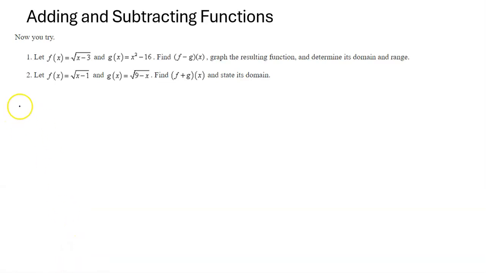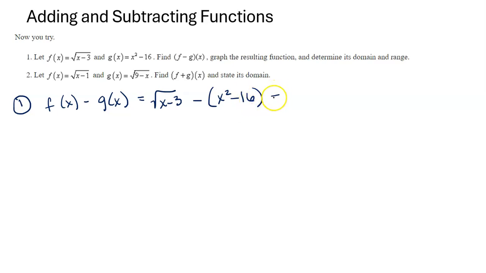Let's do number 1. It says let f of x be that and g of x be that. Find f of x minus g of x. So I'm going to plug in what we have. We have the square root of x minus 3 minus x squared minus 16. We are going to need to distribute this invisible negative 1. So we have the square root of x minus 3 minus x squared plus 16. And that is our answer.